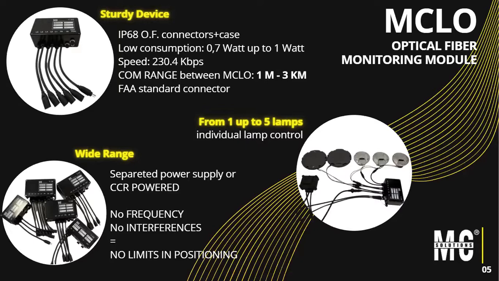Low consumption. You probably know that actual monitoring modules' consumption goes from 15 watt up to 25 watt. Our module hardly reaches 1 watt consumption. The speed, of course, we use optical fiber, so the speed is 230.4 kilobytes per second. The communication range can be from 1 meter up to 3 kilometers.